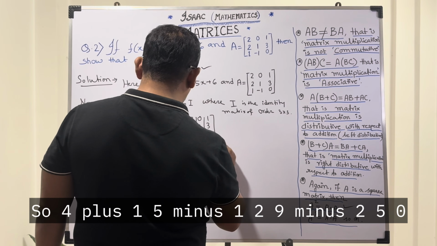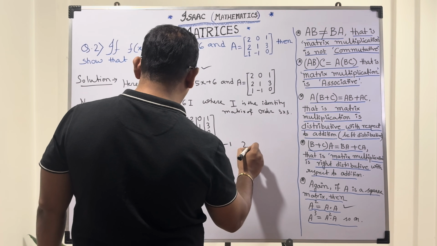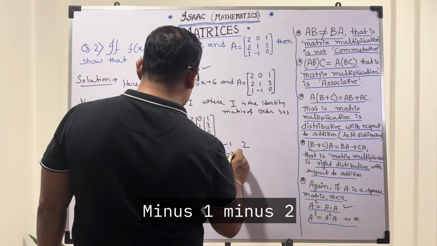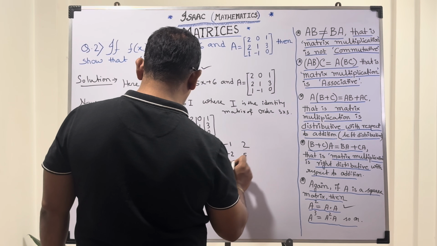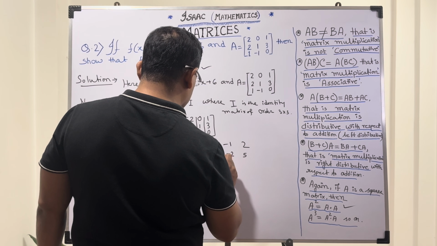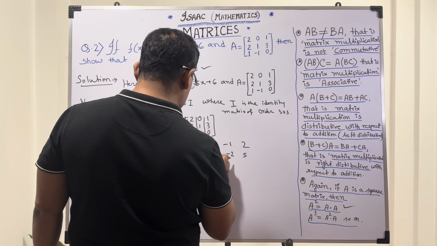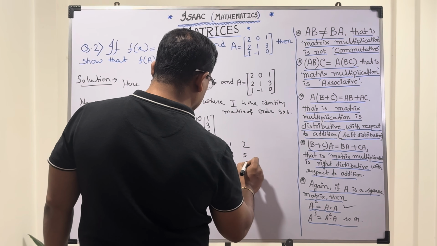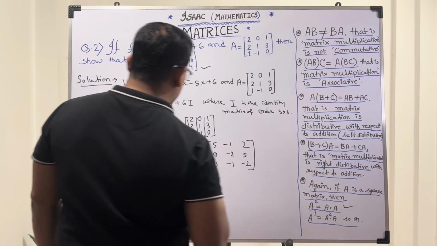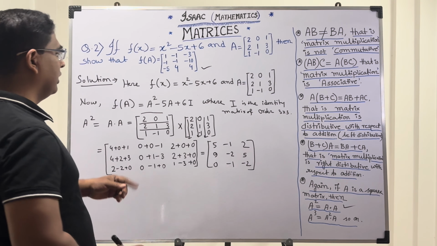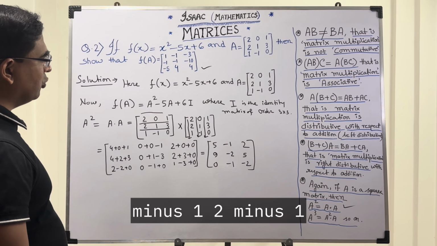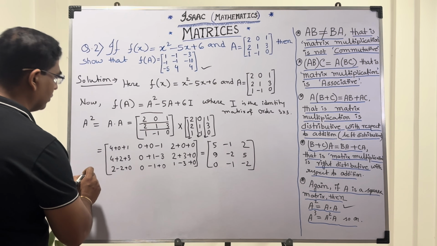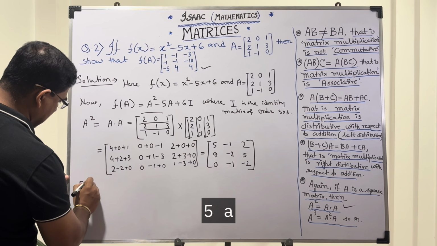So 4 plus 1, 5, minus 1, 2. 9 minus 2, 5. 0, minus 1 minus 2. So A square becomes 5, 9, 0, minus 1, minus 2, minus 1, 2, 5, minus 2. Next, 5A.